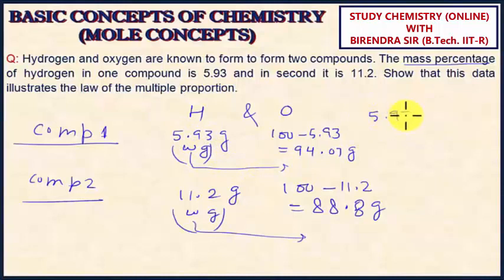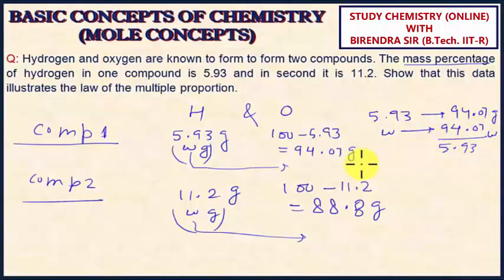5.93 gram hydrogen is present with 94.07 gram oxygen. So W gram hydrogen will be present with how much oxygen? 94.07 upon 5.93 into W. My point is clear. This value comes as 15.85 W.